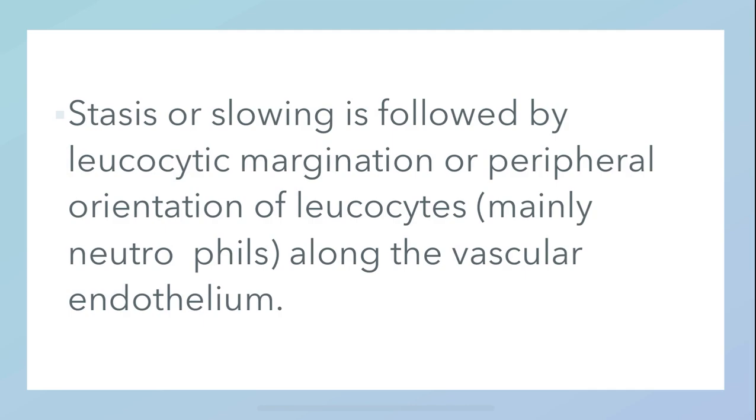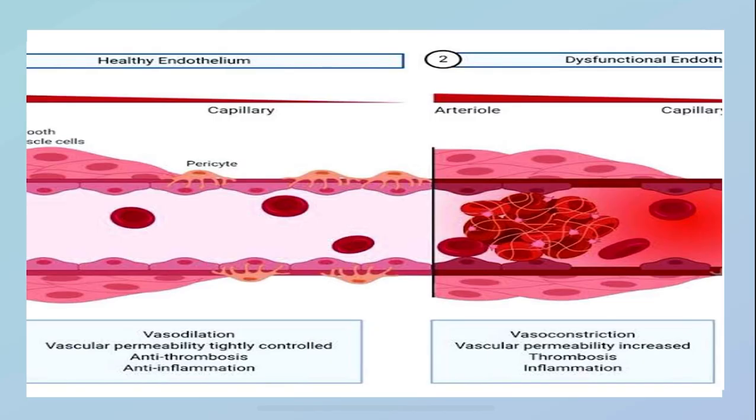First there were red cells, now it is followed by the leukocytic margination or the peripheral orientation of the leukocytes. So what's happening? Followed by the RBCs, the leukocytes are going to form the orientation in the peripheral site. Mainly among the leukocytes, the neutrophils are going to play a major role here along the vascular endothelium.